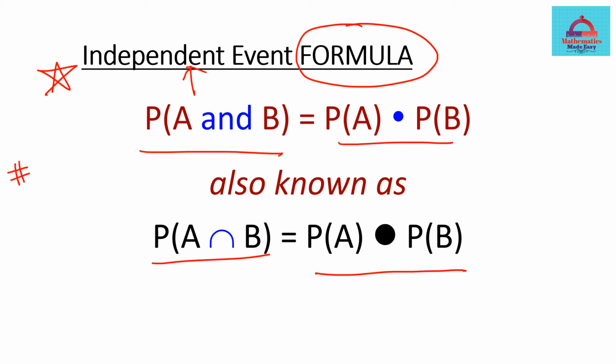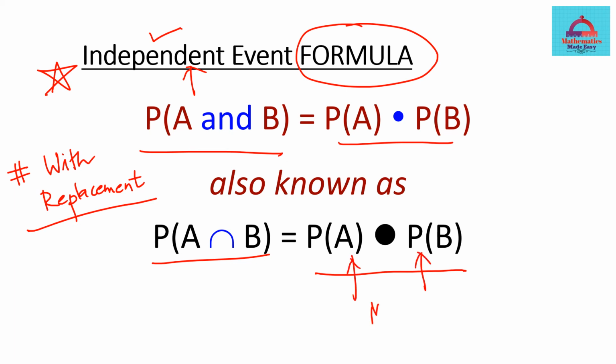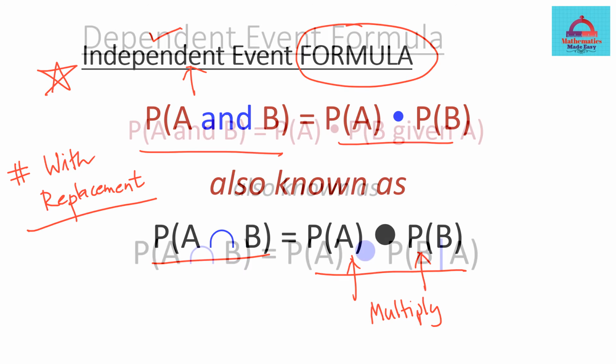And if you're talking about with replacement or without replacement, the keyword is with replacement here. So whenever you see two events where you are drawing or taking out something two times and you are replacing it back, then you are very confident to say that these are independent events, and this is the formula that you will use. Just multiply their individual probabilities. That's the keyword you should remember for the independent events probability formula.